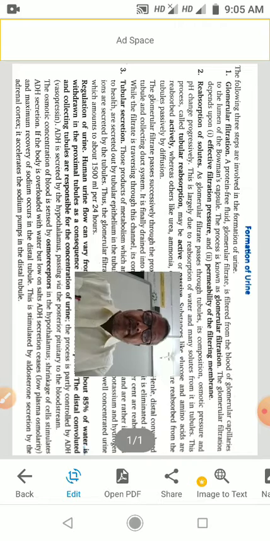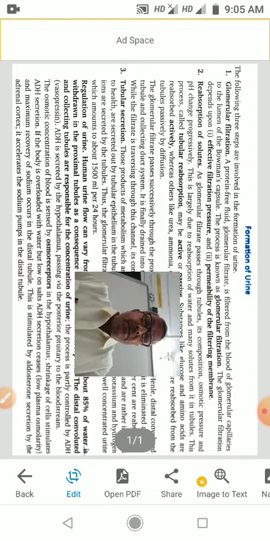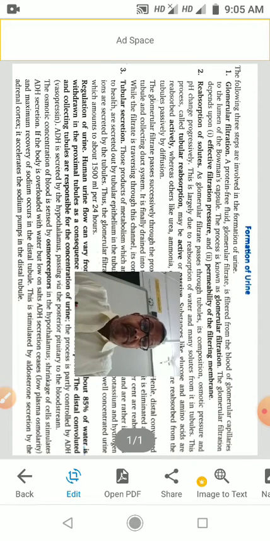The filtrate which is coming from the glomerulus into the Bowman's capsule is called glomerular filtrate. This filtrate contains glucose, urea, creatinine, amino acids, mineral salts. So this filtrate resembles the protein-free plasma.